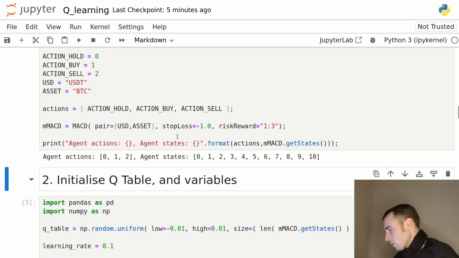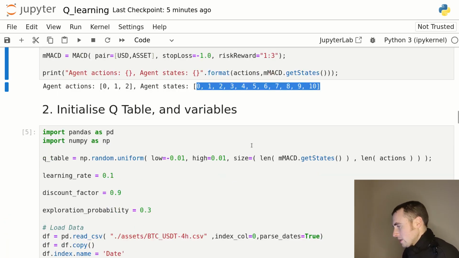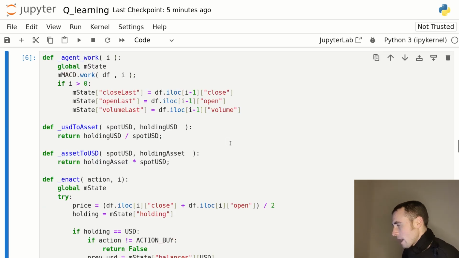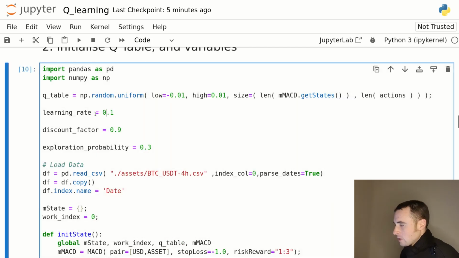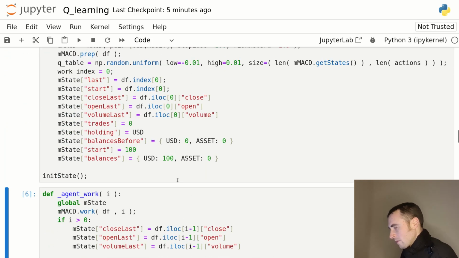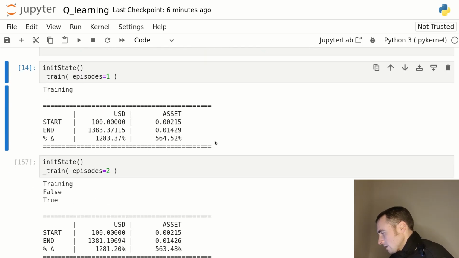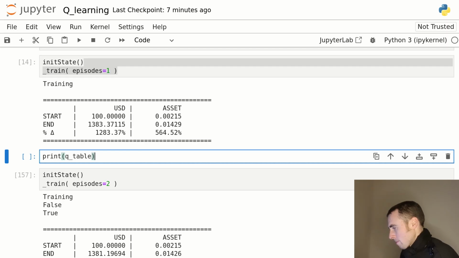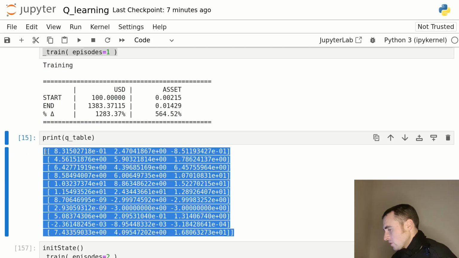So to start off, we have all of our actions and we have all of our states. Then we need to initialize the Q table and prep the data and initialize our key variables. So I'm using a learning rate of 0.1, a discount factor of 0.9, and an exploration probability of 0.3. And then I've got a bunch of helper functions. And then we do the work. And here the agent has done its trades. And here we see the Q table with all of its values from the training.